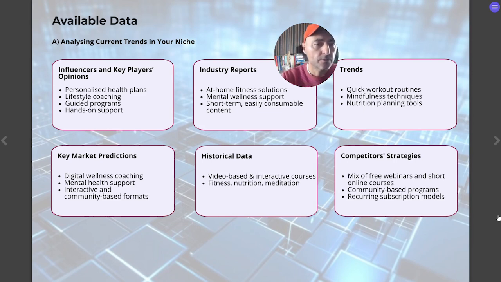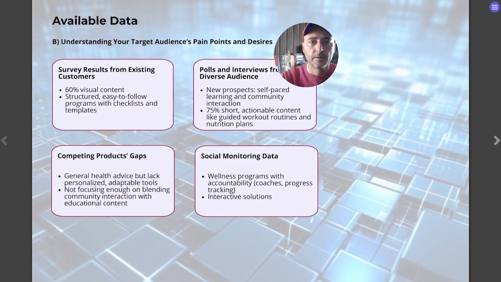Key market predictions: digital wellness coaching, mental health support, interactive and community-based formats. Historical data show video-based and interactive courses, with fitness, nutrition, and meditation themes. Competitors' strategies: a mix of free webinars and short online courses, community-based programs, and recurring subscription models. Let's move on to the next set of data.